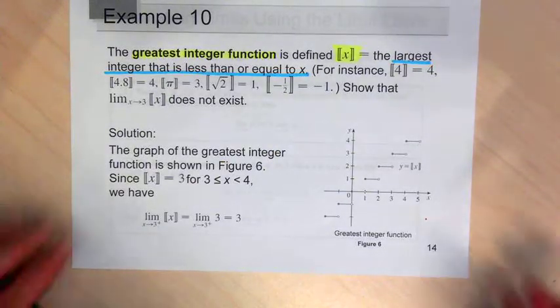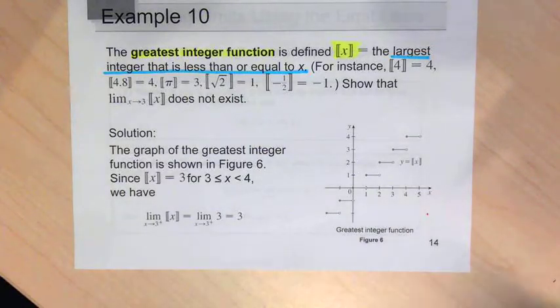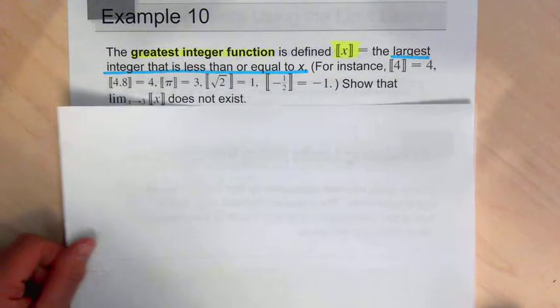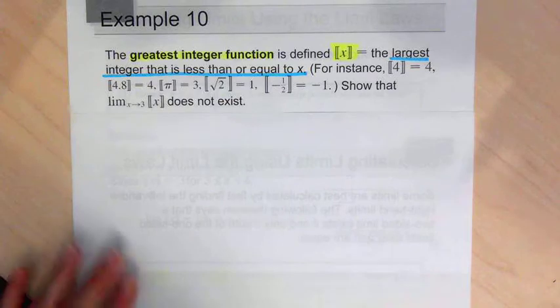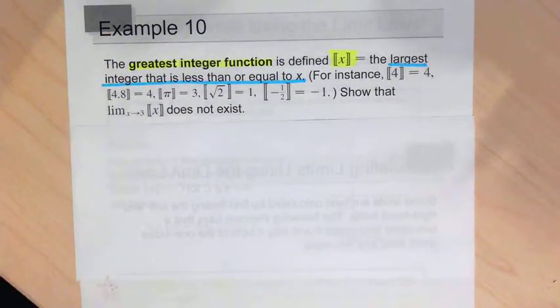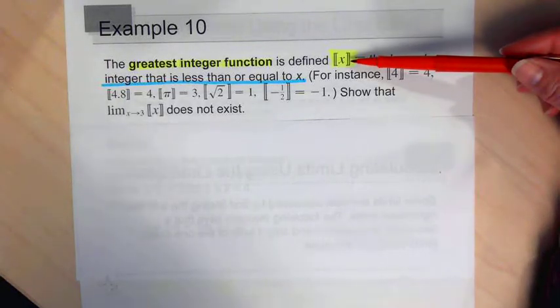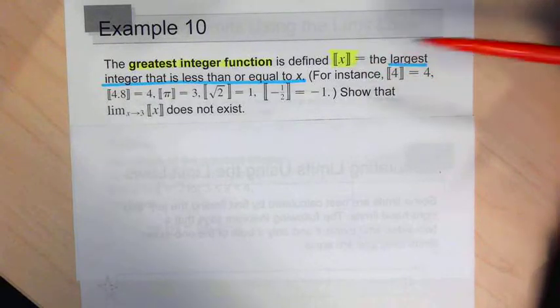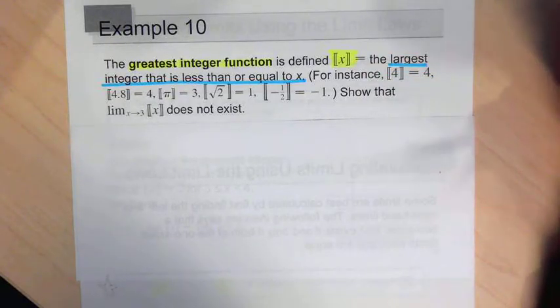Let's look now at a special function. It's called the greatest integer function. Just a new definition, just a new function to be familiar with. The greatest integer function, it looks like this. We've got an x in these special brackets, and we describe this as the largest integer that's less than or equal to x.